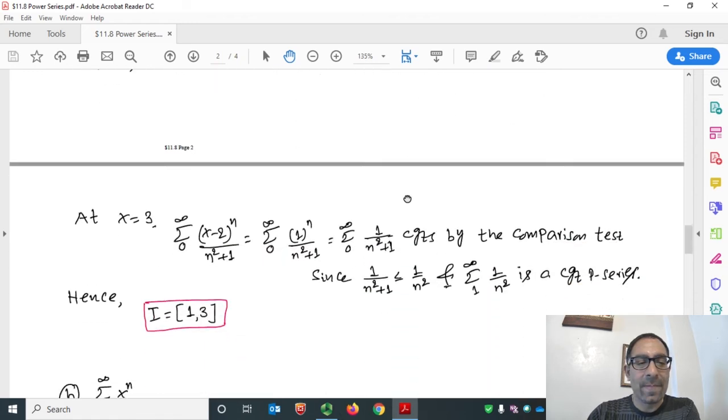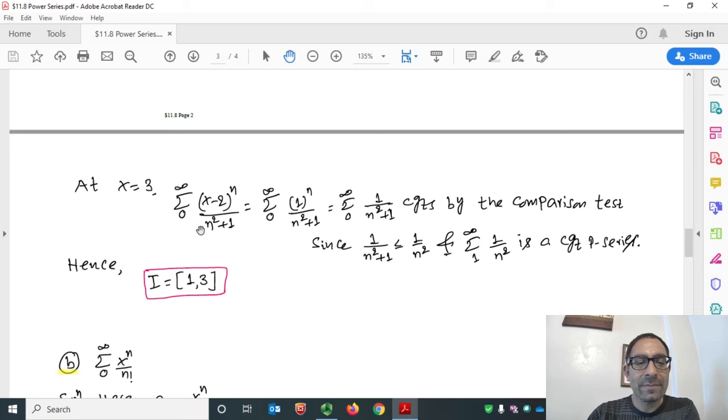Next, let's look at the right endpoint x equals 3. This is the given series, summation (x minus 2)^n over n squared plus 1. Put x equals 3, so 3 minus 2 is 1. So 1^n over n squared plus 1, which is the same as summation 1 over n squared plus 1. It converges by the comparison test, since 1 over n squared plus 1 is less than or equal to 1 over n squared, and this bigger series converges, being a p-series where p equals 2 is greater than 1. Then by the comparison test, the smaller series converges. Hence our power series converges at both endpoints, so our interval of convergence is the closed interval [1, 3].